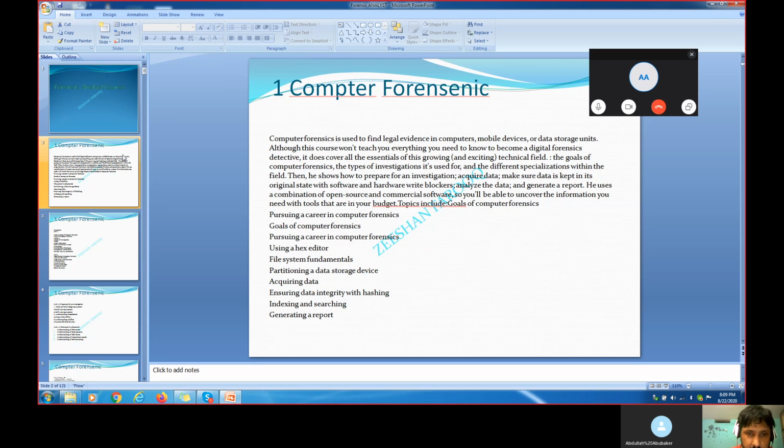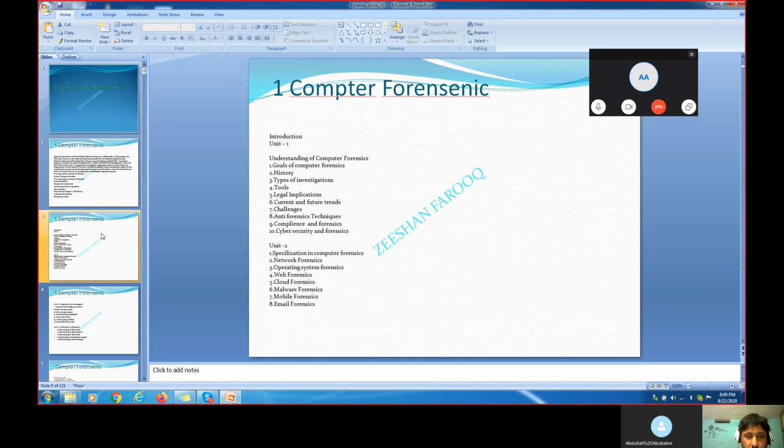When I talk about a career in computer forensics, we will have different goals. And what topics are we going to cover in this computer forensics course? We'll discuss the basic goals, how to use a hex editor, the different kinds of file system fundamentals, and how partitioning happens. We'll also cover how we acquire the data, how we ensure data integrity and hashing techniques, indexing and searching, and how we generate the report. These are the units we will discuss in detail.